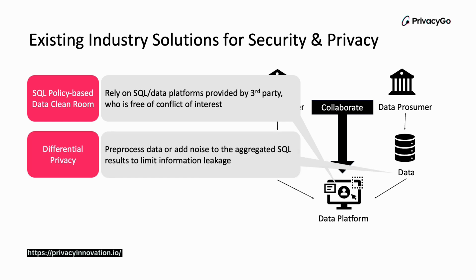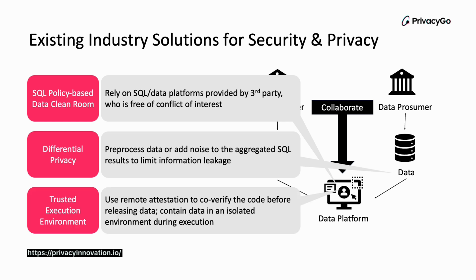Secondly, differential privacy. Differential privacy is based on mathematical foundation to limit information leakage of certain dataset or queries. Basically, this solution will pre-process data and add noise to aggregated SQL results to limit information leakage. In addition, there are other solutions based on trusted execution environments. The idea is to use remote attestation to co-verify the code before releasing data, and rely on a hardware-based isolated environment to protect data in use.